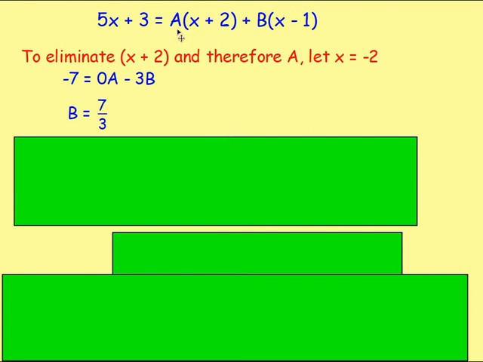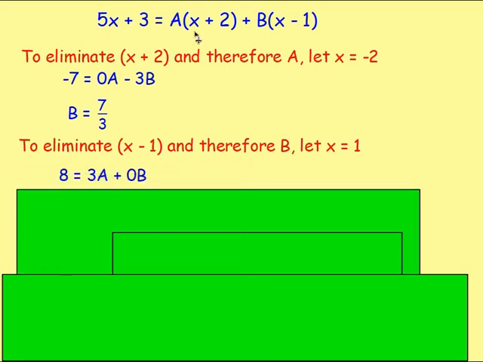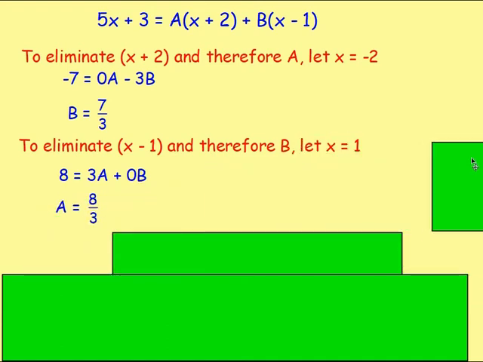To find the value of a, we'll try to eliminate this bracket here as well. To do that, you want 0b, so x take away 1 must equal 0, so x would equal 1. So to eliminate x take away 1, let x equal 1. Work your way along, so if x was equal to 1, that'd be 5 times 1 add 3, which is going to be 8. 1 add 2 is 3, so that's 3a. And 1 take away 1 is 0, it's 0b. So we've eliminated b. It lets us find the value of a. To get a then, just divide both sides by 3, and a works out to be 8/3.